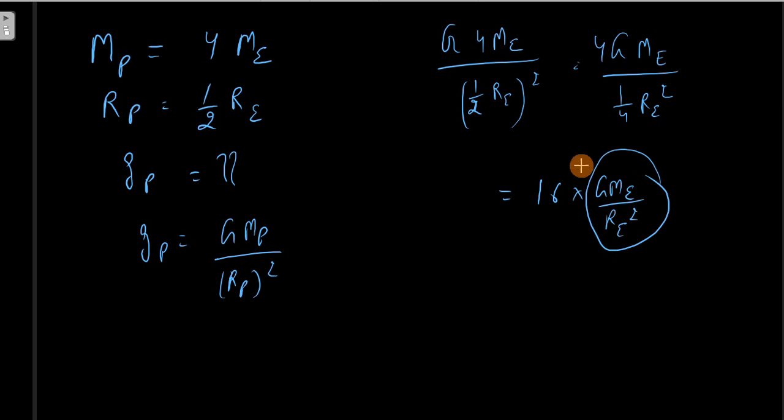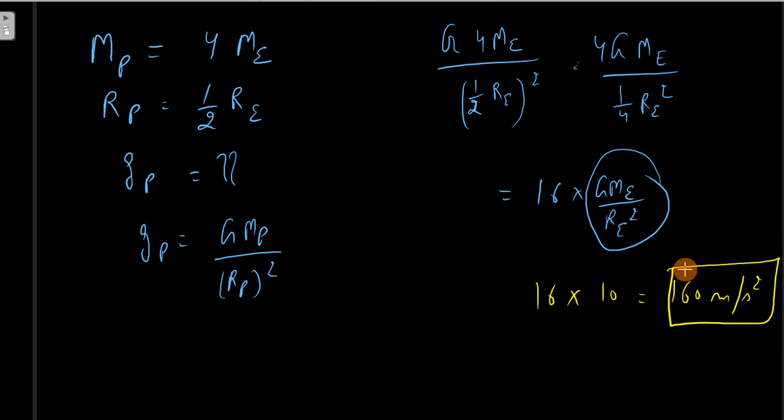And what is the value of this? This is 9.8 or 10. So 16 into 10. So the acceleration due to gravity will be 160 meter per second square. This is our answer. So this is how you can solve such types of questions.